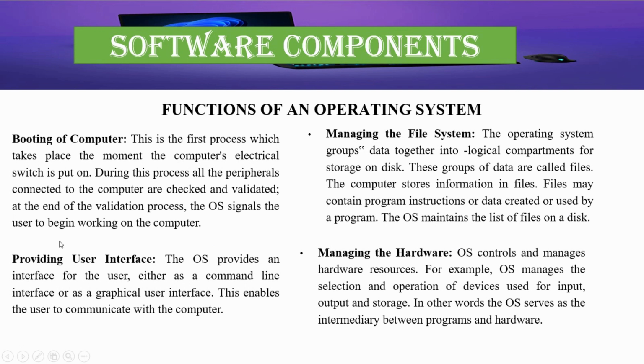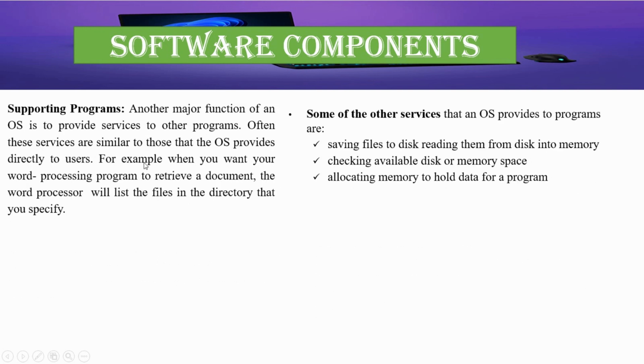It provides a user interface. The OS provides an interface for the user either as a command line interface or as a graphical user interface. This enables the user to communicate with the computer. The number four function of OS is managing the hardware. OS controls and manages hardware resources. For example, OS manages the selection of operation of devices for input and output storage. In other words, the OS serves as an intermediary between the programs and hardware.